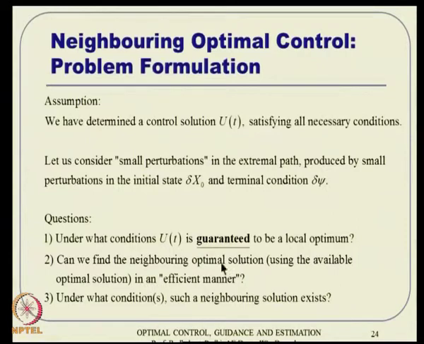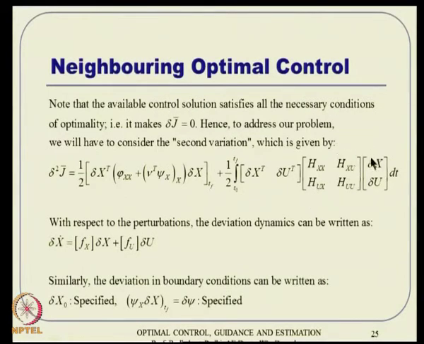And then the third question: under what condition does such a neighboring solution exist? So, there is another issue there. The detailed derivation can be found in the Bryson book. Here we are interested in delta square J bar, the second order variation.